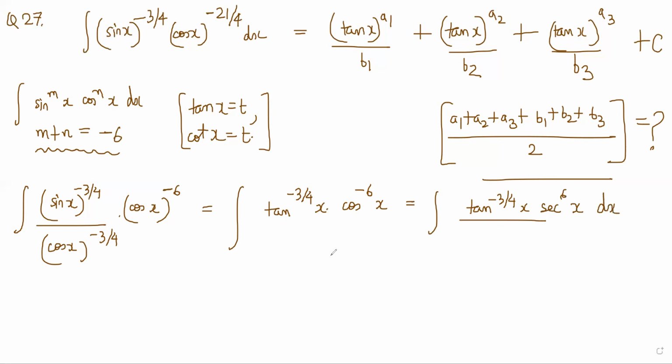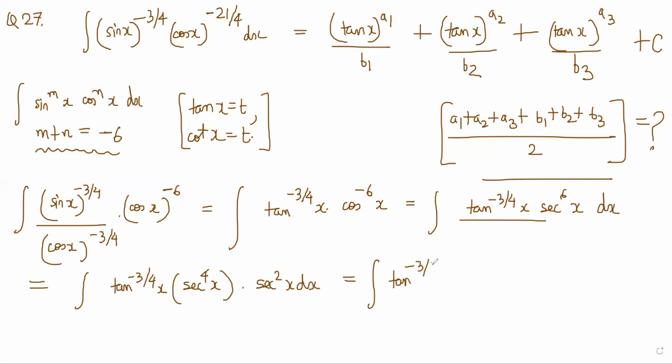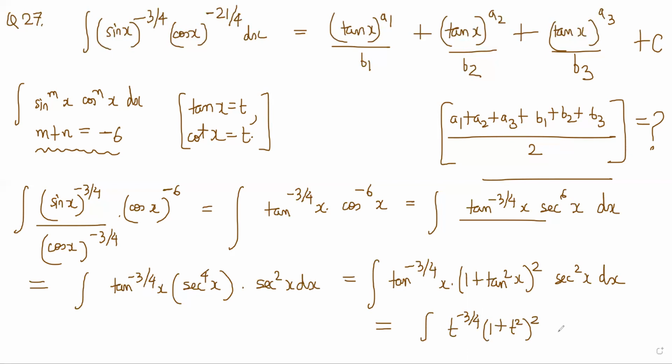Okay, so now the integral is easy because you have got a sec power 6. So I can write it as tan power minus 3 by 4 x and sec power 4 x multiplied by sec square x dx, right? And sec power 4 x I can convert as 1 plus tan square x whole square, and there is a sec square x dx, right? Now if you take t is equal to tan x, you'll get integral of t power minus 3 by 4, 1 plus t square whole square, and dt.